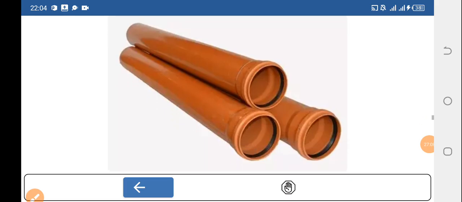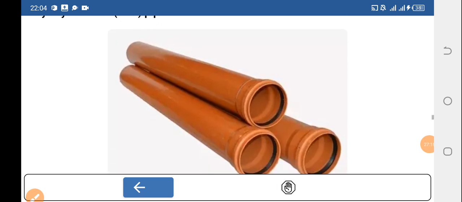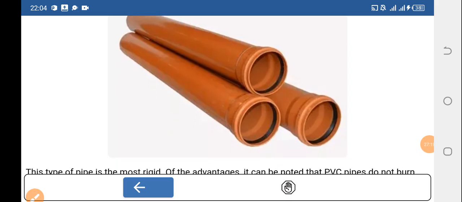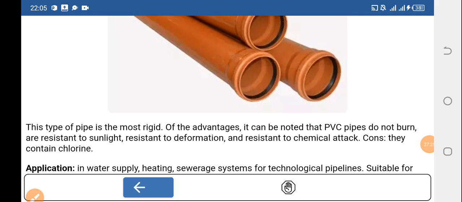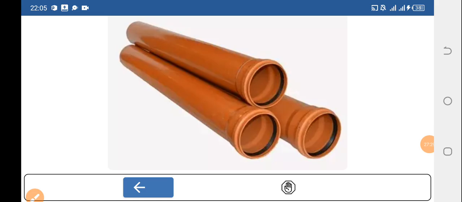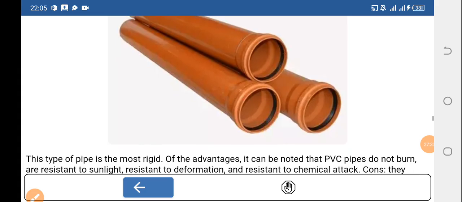So like here in Zambia, we normally use white color, and sometimes we use gray color. So these are also the same, and it will depend on the type of weight that you want to use. This type of pipe is the most rigid one. As you can see, the material itself is rigid, is heavy. I mean, the thickness is a bit big.